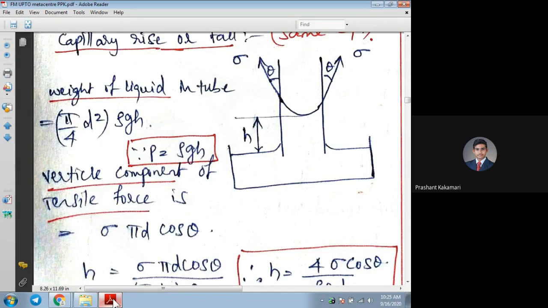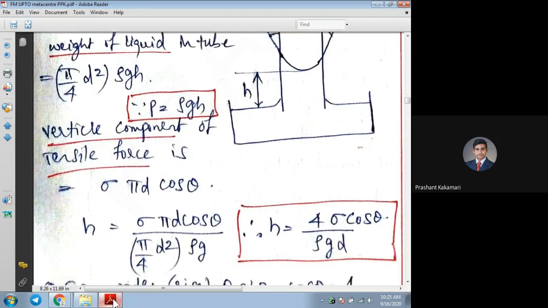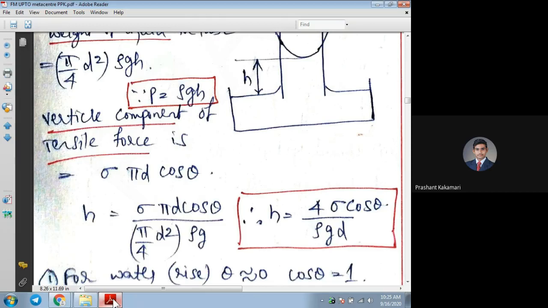If you equate, I can derive the equation for capillary rise or fall. That is, h equals sigma pi d cos theta divided by the product that h was multiplied with, which will be in the denominator, so pi by 4 d square rho g. After simplification, the 4 will come above from the denominator. So finally, for capillary rise or fall, for both cases, h equals 4 sigma cos theta by rho g d. This equation we use for both the capillary fall and the capillary rise.